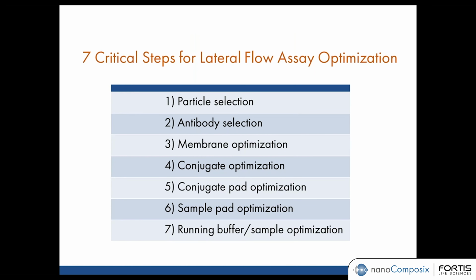In today's webinar, we're going to discuss 7 critical steps for lateral flow assay optimization. There are a ton of additional steps for development that need to be considered, but we want to break down just 7 of these steps to really provide the backbone of lateral flow development. Today we will be discussing the selection and optimization of the particle, the antibodies and affinity reagents, conjugation techniques, the conjugate pad, sample pad, and running buffer and sample handling.